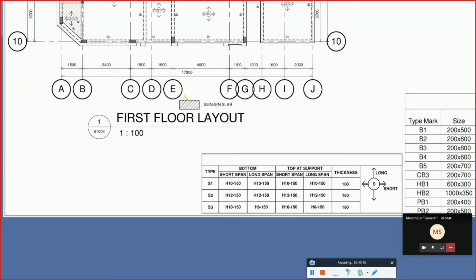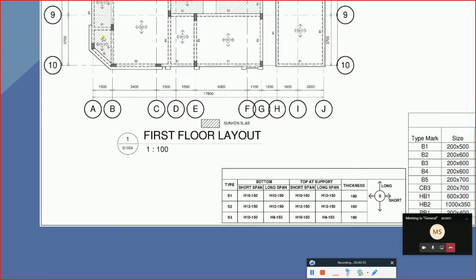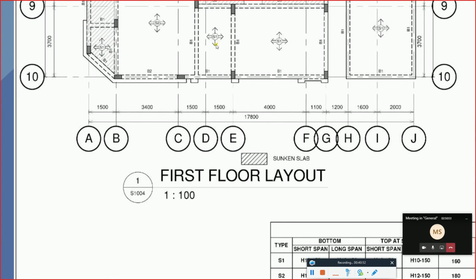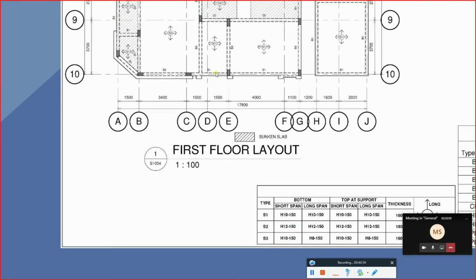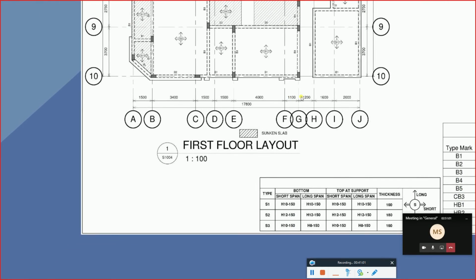Why? Because if you go and see here, this slab number one is different from this slab number. So we don't mention the length or dimensions in terms of the slabs, but we mention only the diameter and the dimension with the thickness.